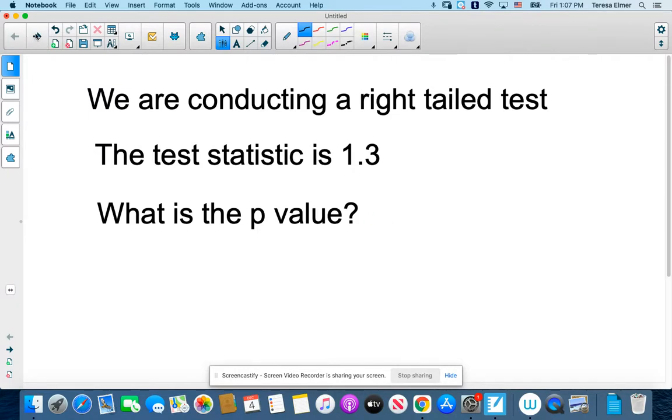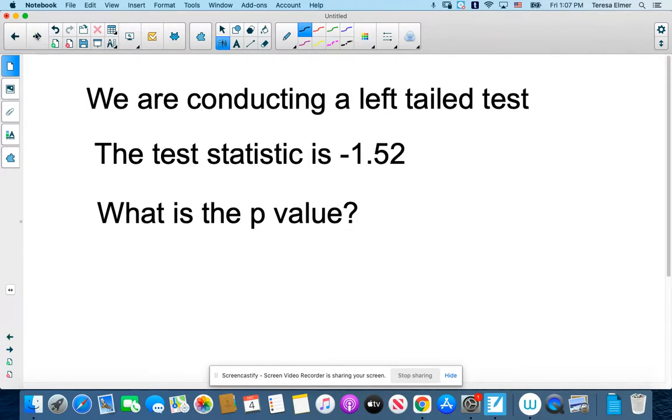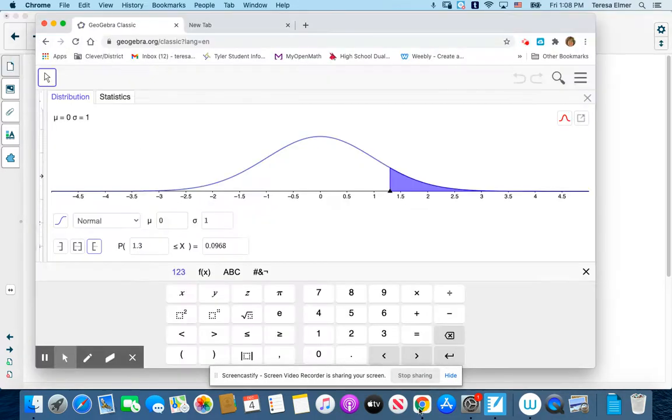What about if we have a left tail test? Well, if we had a left tail test and we have our statistic of negative 1.52, what we're looking for is the area in the left tail. So our minimum value would be infinity and our maximum value would be 1.52. And so we need to tell GeoGebra that I'm looking for the area in the left tail.